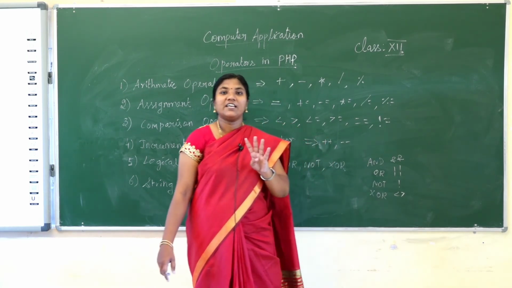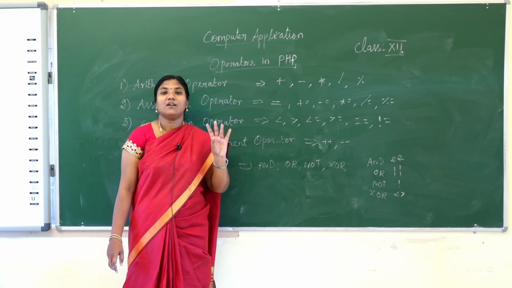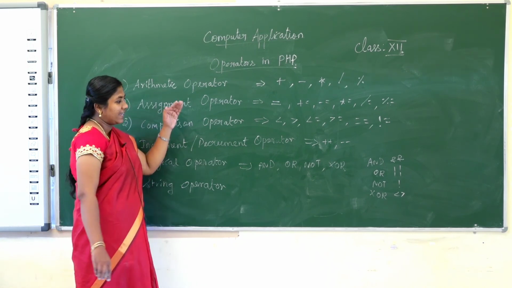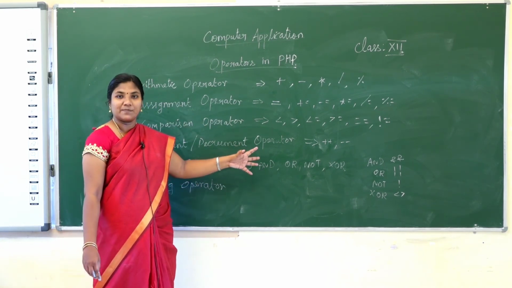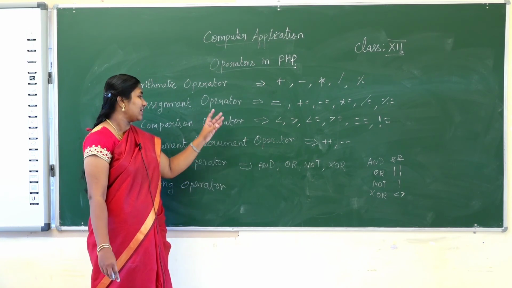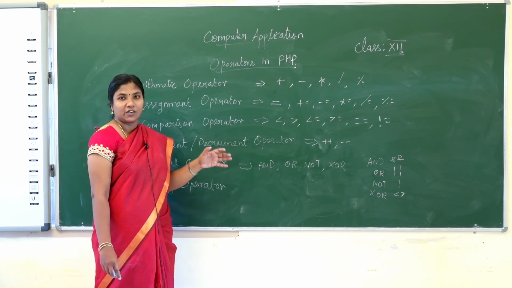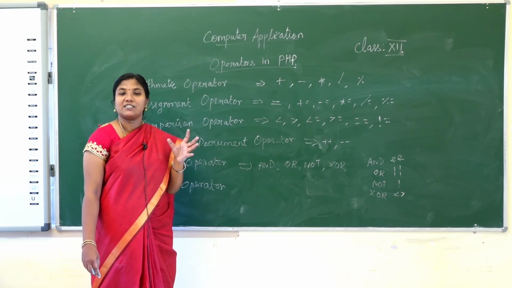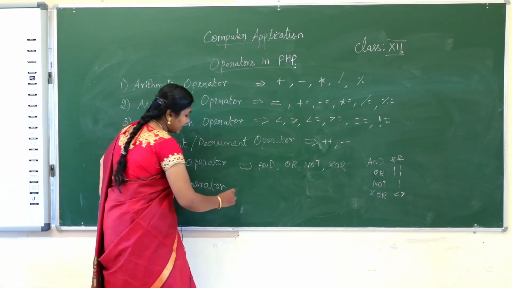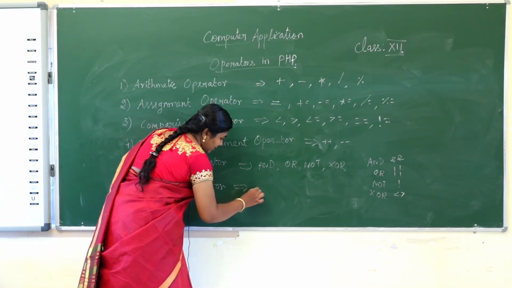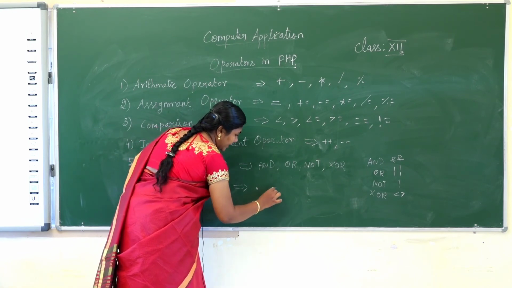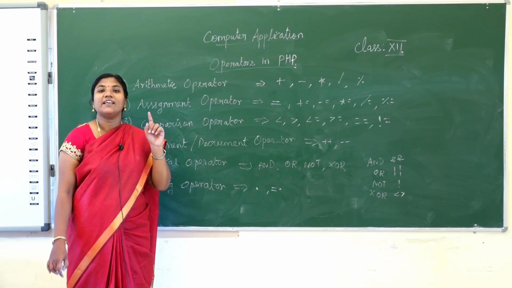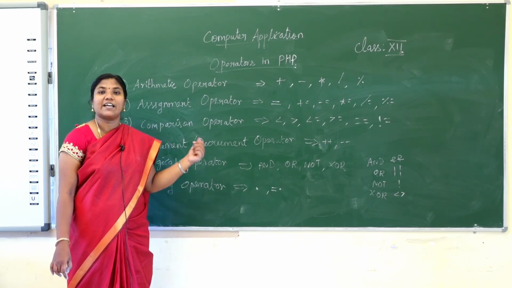So we have learned the logical operators: and, or, not and XOR. And the last one is string operators. Everything so far you would have used with numbers: arithmetic, assignment, comparison, increment, decrement, and or not. The last one, string operators, is based on characters, words or statements. There are two string operators: dot, which is concatenation, and equal to dot, which is append.